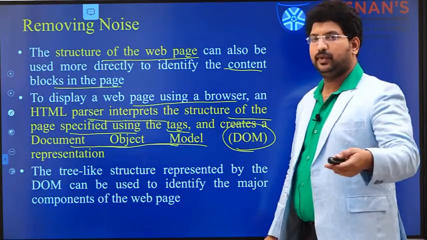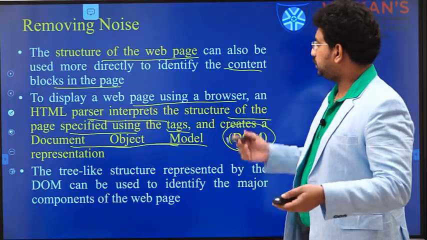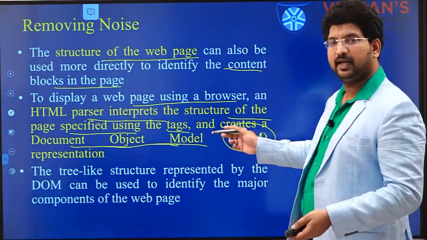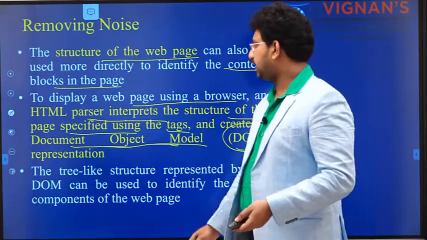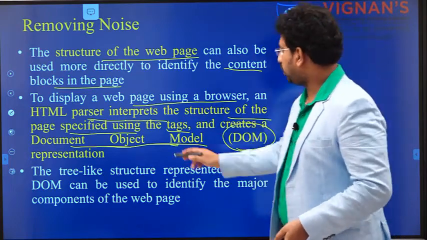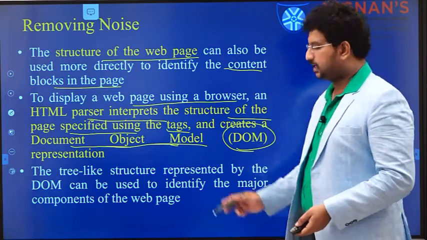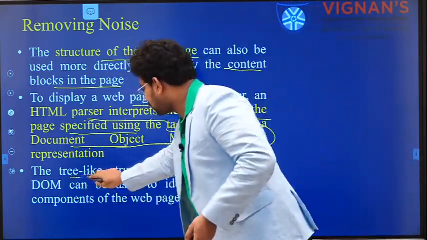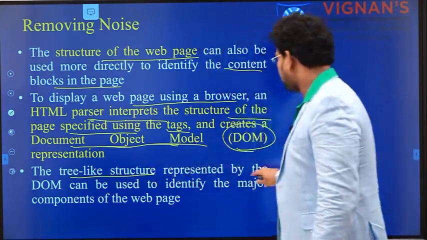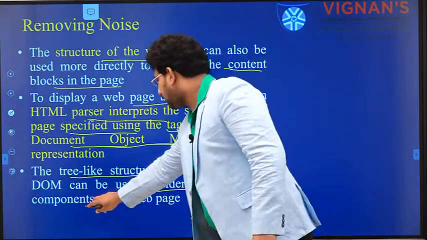So the structure of the web page can be used to directly identify the content blocks. The HTML parser interprets the structure of the page specified using the tags and contents and creates a document object model, that's what we call the DOM. It is a tree-like structure, and the tree-like structure represented by the DOM can be used to identify the major components of the web page.